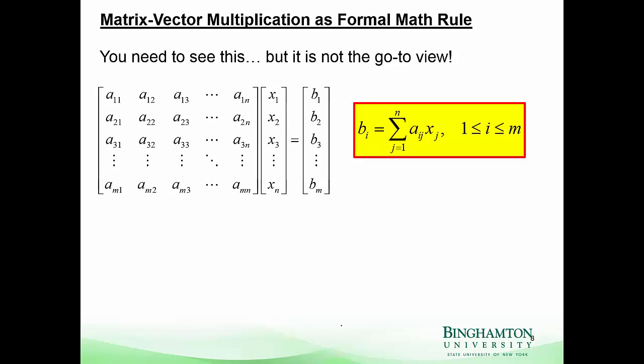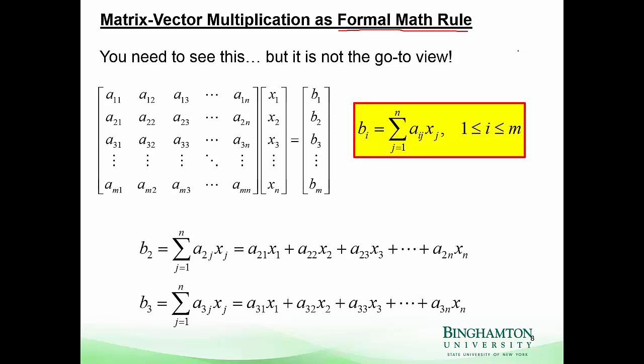All right, so this next view. This is a completely equivalent view, and this is what I call the formal math rule. This is how the mathematicians write it out. And unless you are good at reading math notation, it's maybe a little hard to follow what this means. But this is really just writing out what we just did.